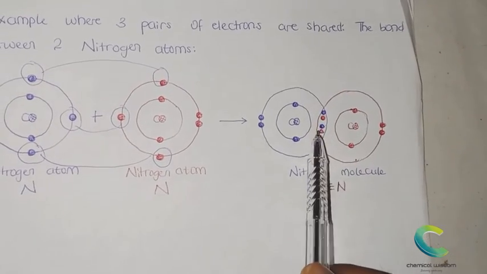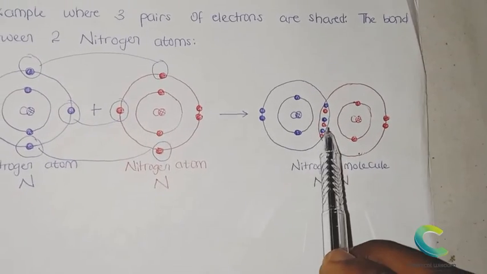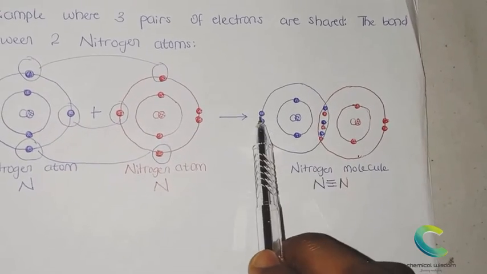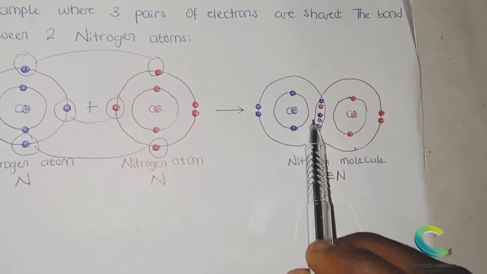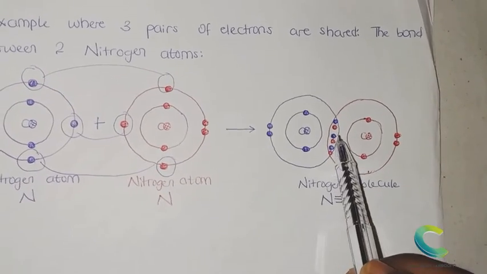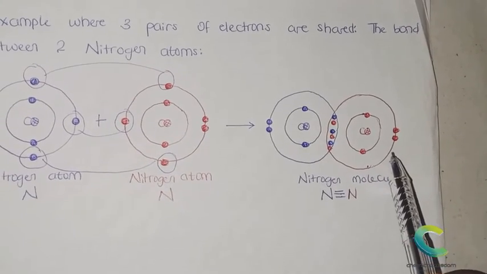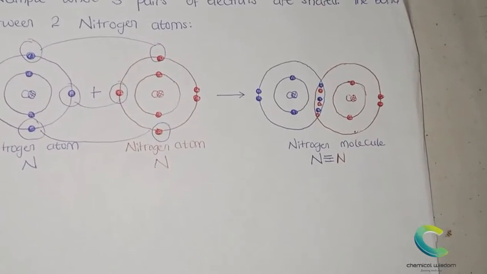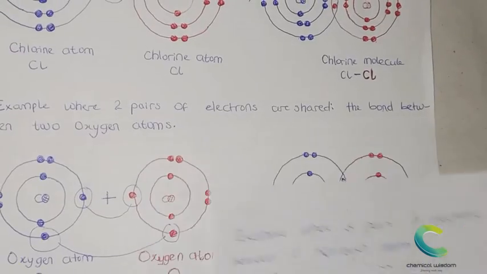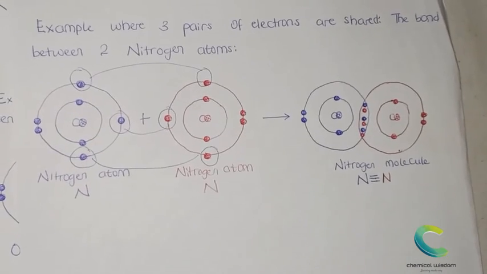If you count the number of electrons now in the valence shell of the first nitrogen atom, it now has 1, 2, 3, 4, 5, 6, 7, 8. The valence shell is filled up. Look at the second valence shell. 1, 2, 3, 4, 5, 6, 7, 8. That one too is also filled up. So that's what happens in covalent bonding. We have 2 non-metals coming together to share their valence electrons to obtain a stable electronic configuration.